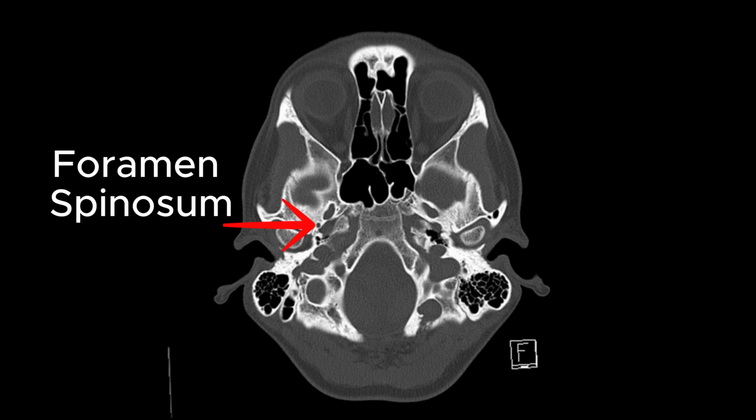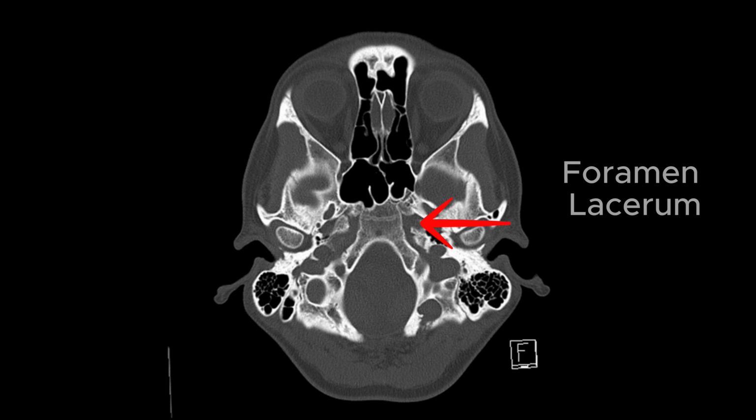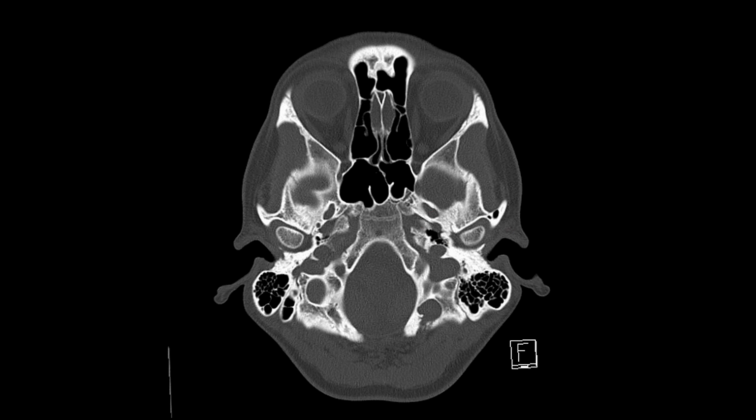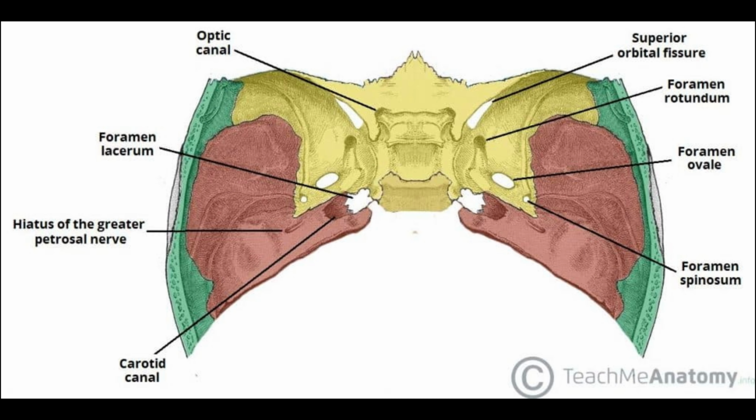This foramen here is the foramen spinosum. It transmits middle meningeal artery and veins. This here is the foramen lacerum, and it transmits deep petrosal nerve and some meningeal arterial branches and small veins. These were the important foramina of middle cranial fossa.